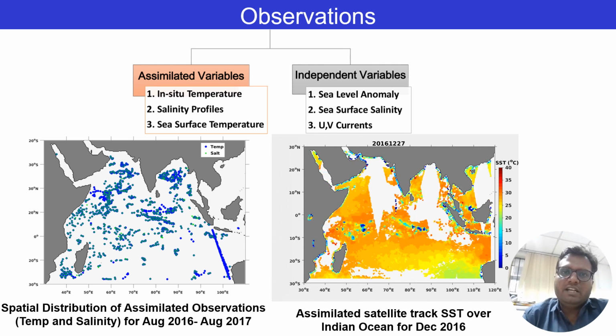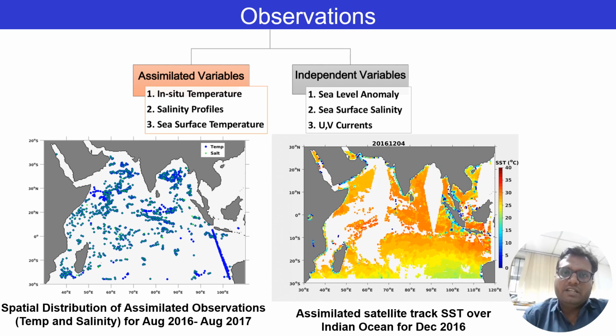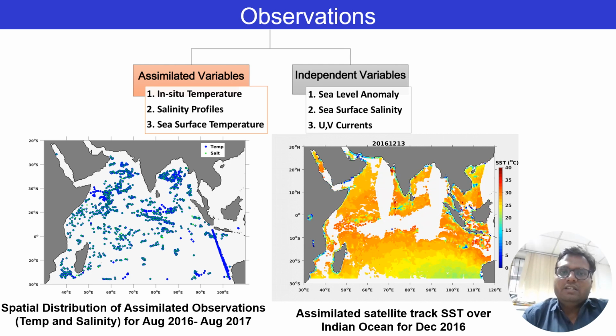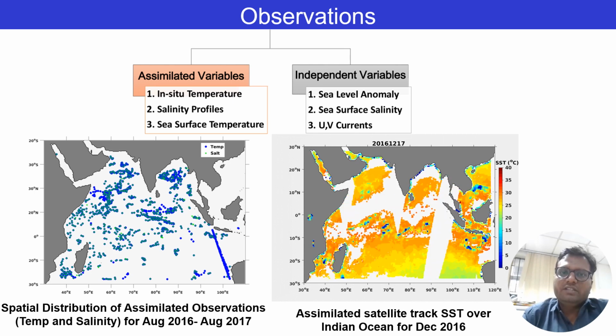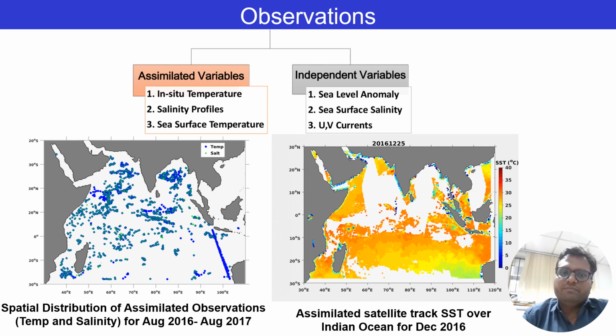In the present data assimilation system, the assimilated observations are temperature, salinity and satellite SST. And the independent observations are sea surface height, sea surface currents and sea surface salinity.